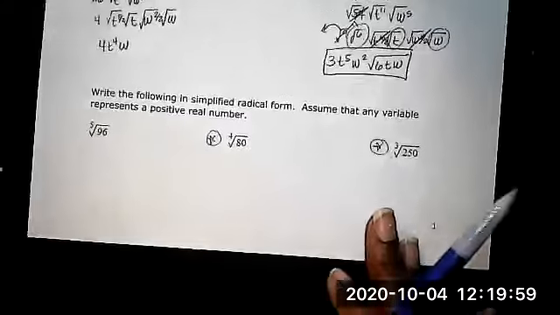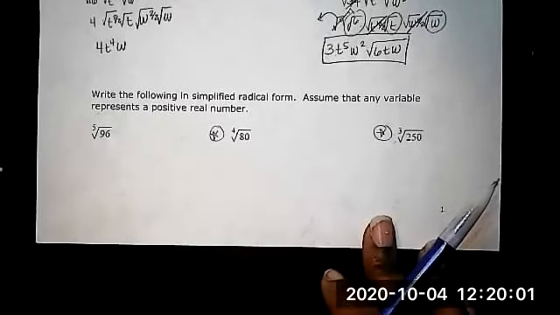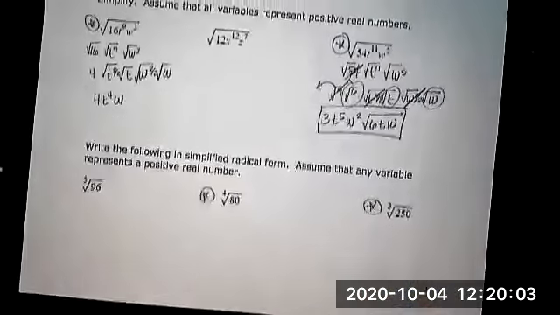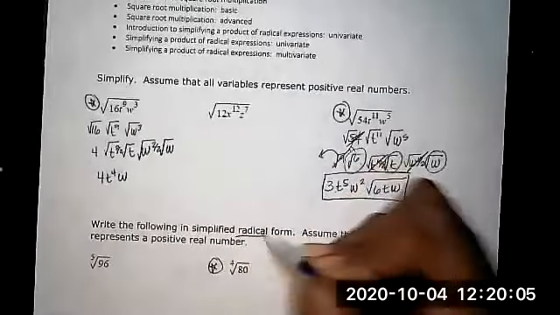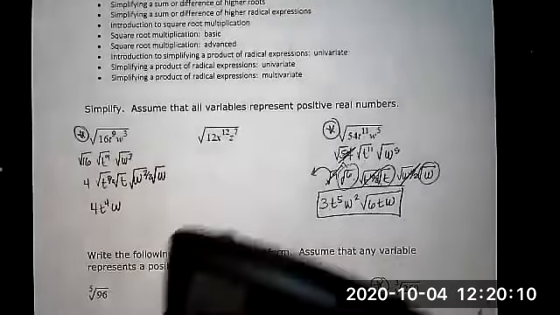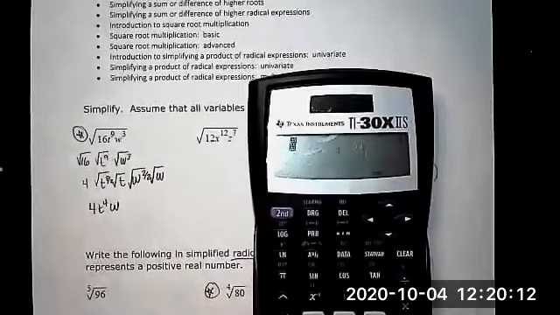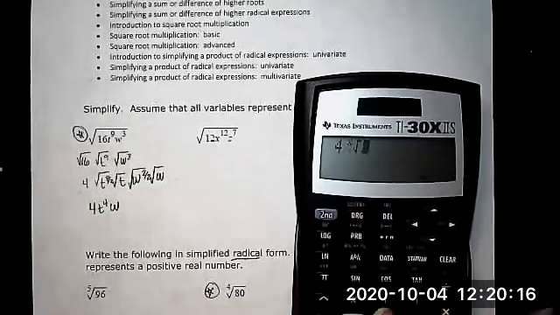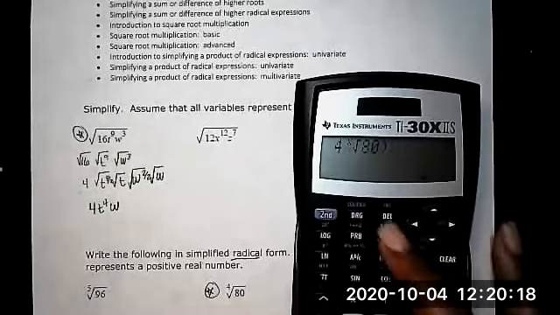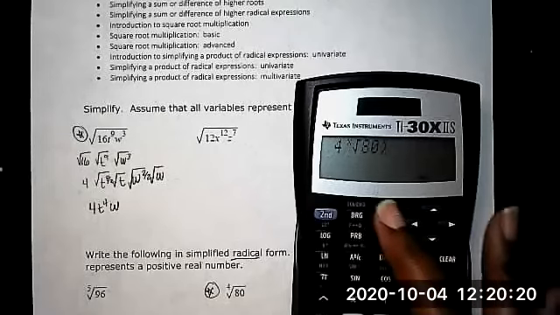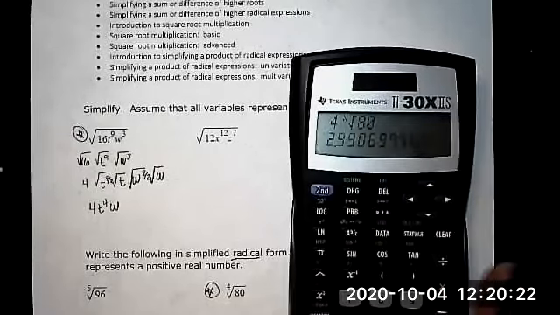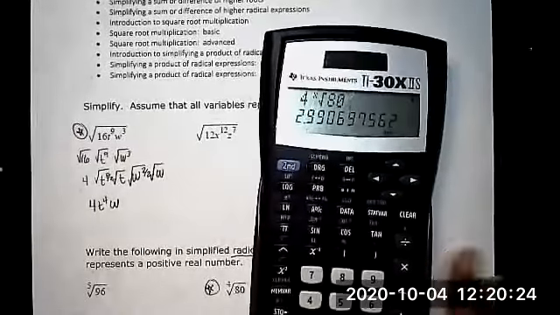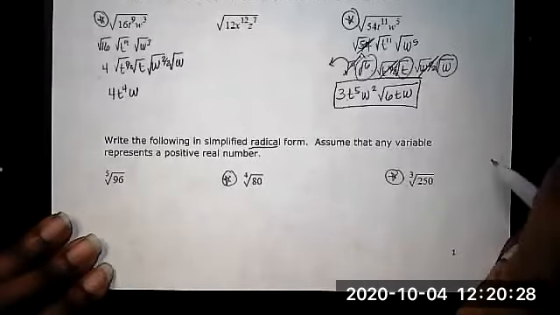All right. So write the following in simplified radical form. Again, they want the answer in radical form, so they actually don't want a decimal. If you put it in your calculator, such as the 4th root of 80, and get a nasty decimal, that's not what they're asking for. You have to break it down, and we'll try that on our own.